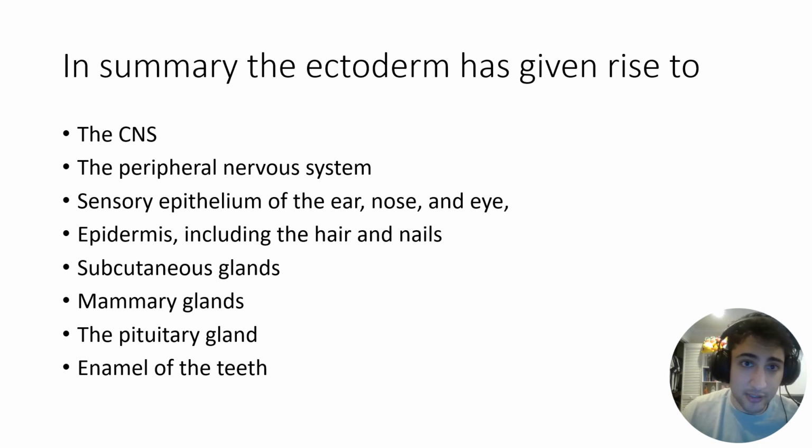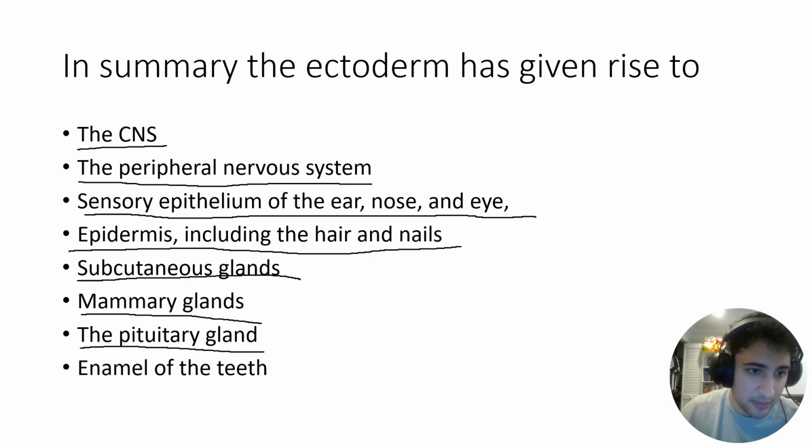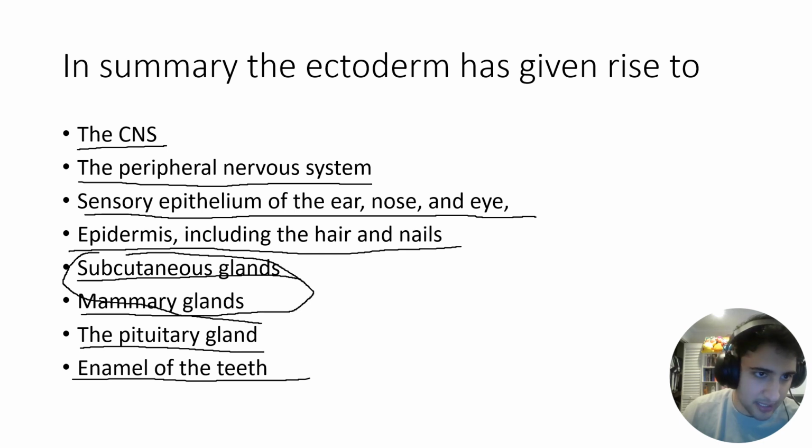So in summary, the ectoderm gives rise to the central nervous system, the peripheral nervous system, the sensory epithelium of the ear, nose, and eye, the epidermis, including the hair and nails. It also makes the subcutaneous glands, the mammary glands, the pituitary gland, and the enamel of the teeth. So I know we didn't discuss all of these, but these are all the derivatives of the ectoderm. Pretty much all of these are face or brain related, except for the sub-Q glands and the mammary glands and the hair and nails.